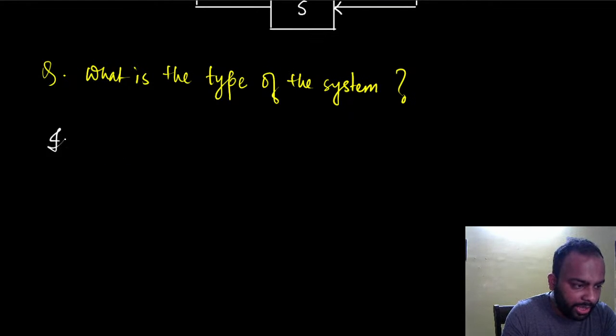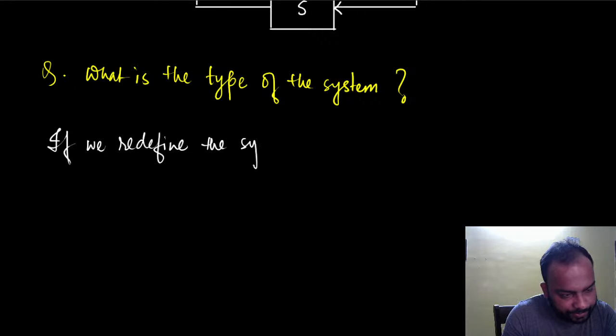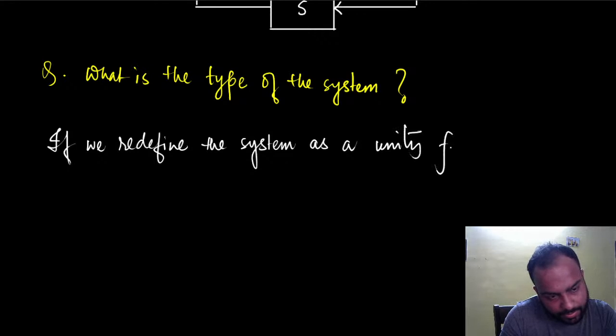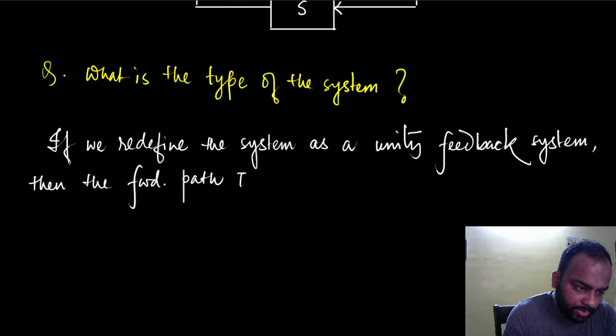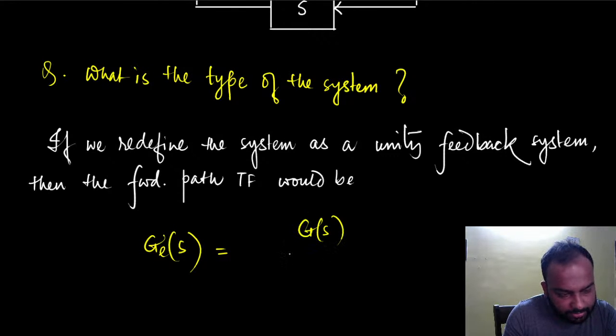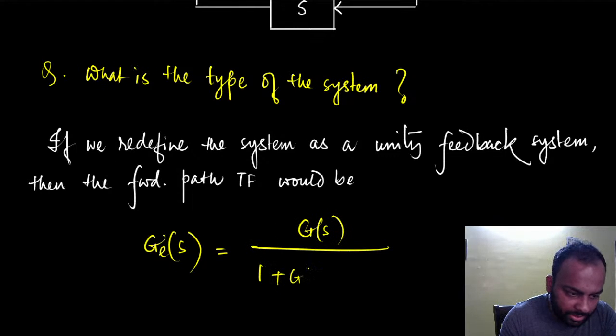So if we redefine the system as a unity negative feedback system, then the forward path transfer function would be GES, that's equal to GS by 1 plus GS times HS minus 1.